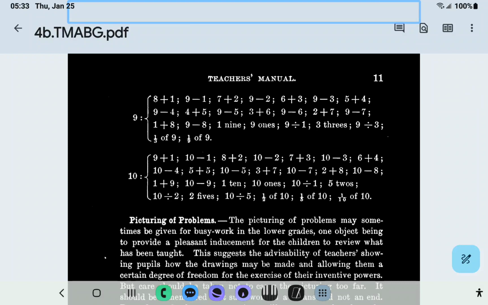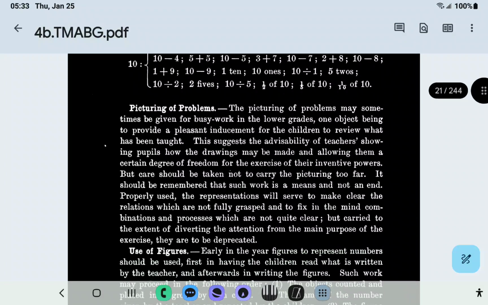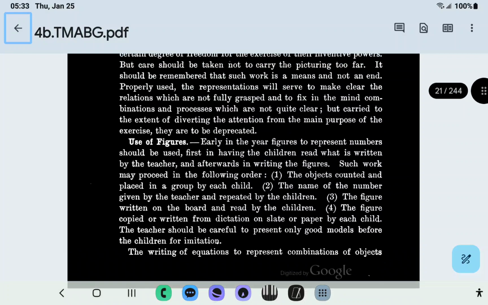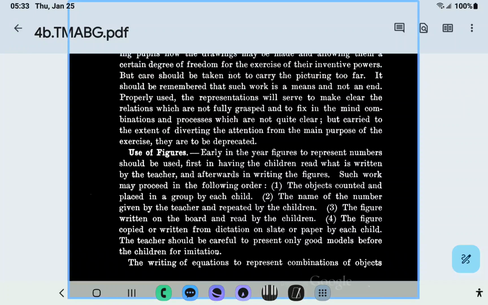Okay, on to page 11. Oh, they've got to finish up the 9s and 10s for the numbers here. Teacher's manual, page 11, 9.